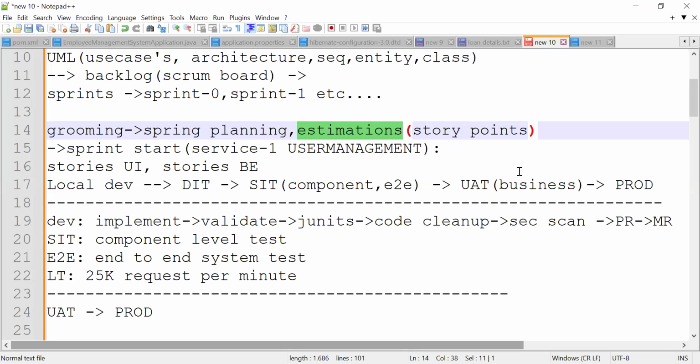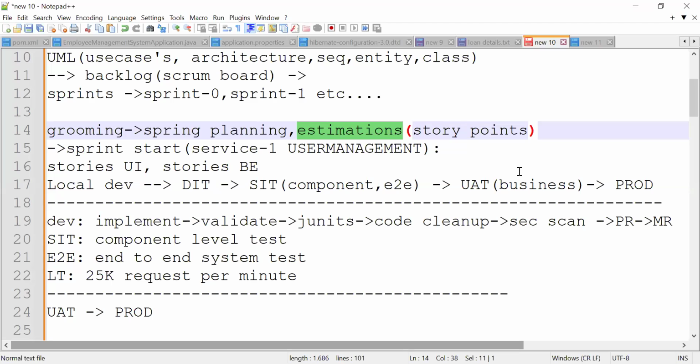People will randomly give numbers. Whoever understood it in an easy way, or thinks the story is not too critical, or underestimates it, may give 1 or 2 points. Whoever has clarity and prior experience, and thinks it is going to take the next 10 days, may give 8 story points. Then the discussion will happen: why did you give 1 to 8?